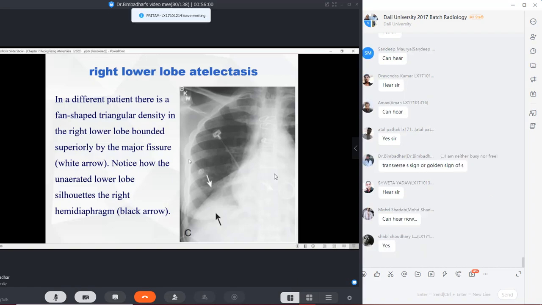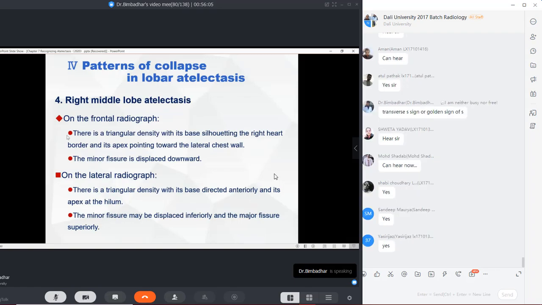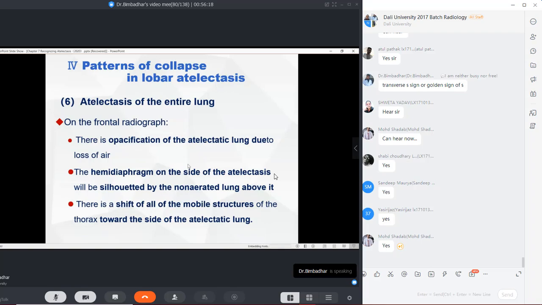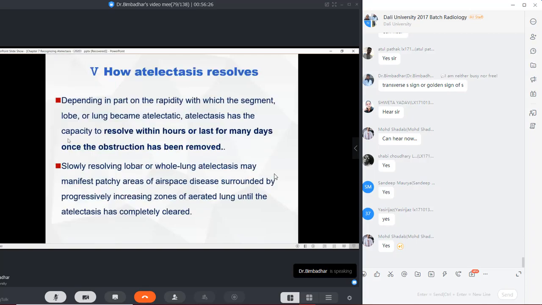Right. And you see here, in middle lobar atelectasis there will be silhouetting of the base of the right heart border, and the apex is pointing towards the lateral chest wall. The minor fissure is displaced downwards. This is an overall summary of what we have been trying to do until now. Okay, I think I will skip these parts. Okay, not necessary.